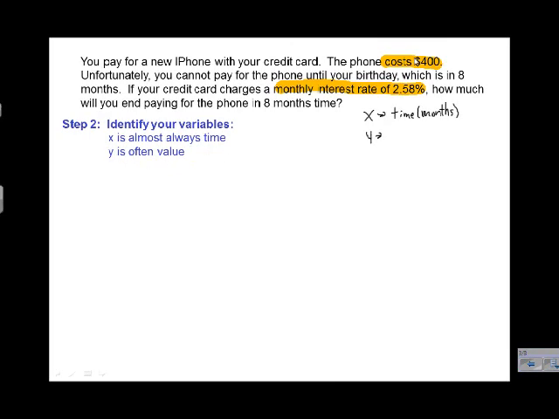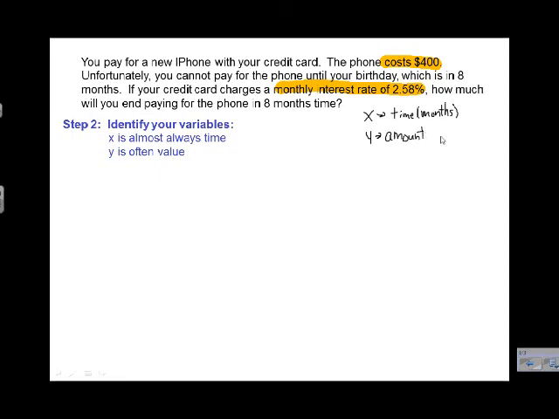In this case, we're talking about the cost of our phone or how much we owe the credit card company. So I'm going to be specific here. Rather than just write down value, I'm going to write down the amount owing. And again, the idea there is if I'm specific in identifying my variables, it can help keep me on track.